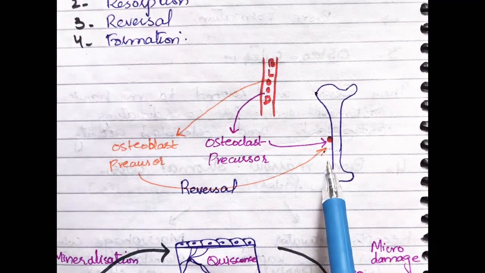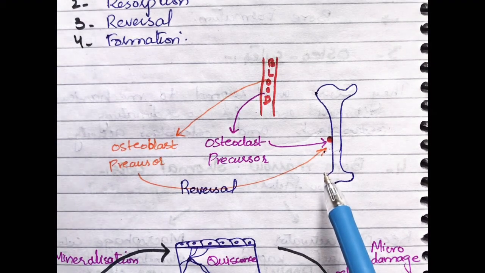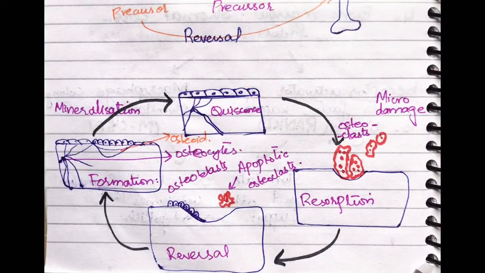What happens after the formation? Initially the matrix is unmineralized but eventually becomes mineralized to form mature bone. Some osteoblasts become trapped in the bone matrix and differentiate into osteocytes, which play a key regulatory role in coordinating the bone formation and resorption. So this is a picture which is representing the 4 phases of bone remodeling.